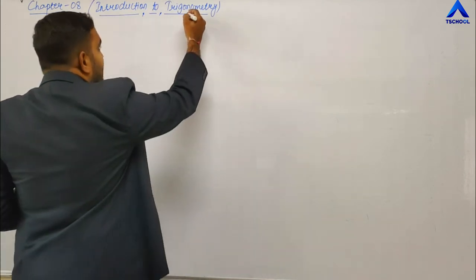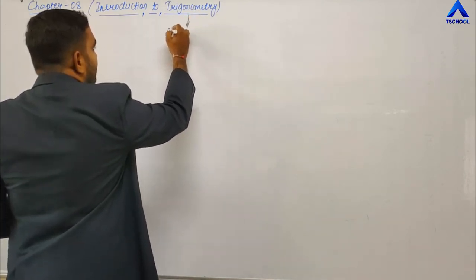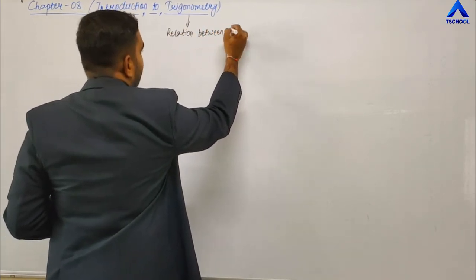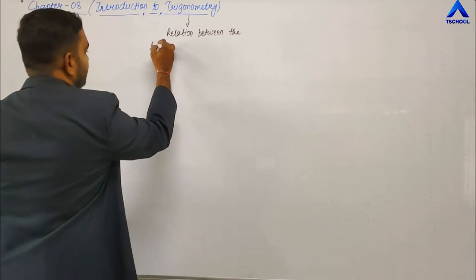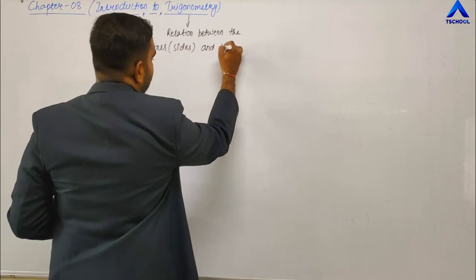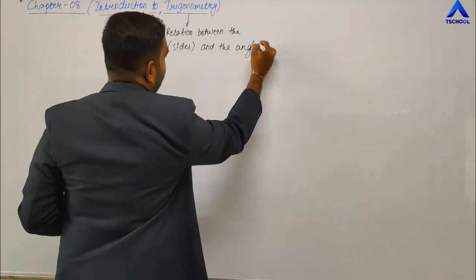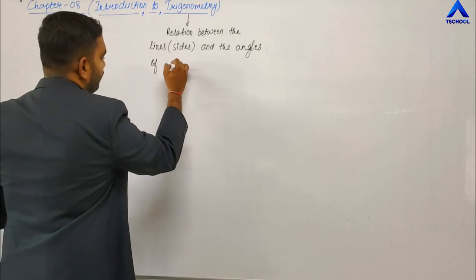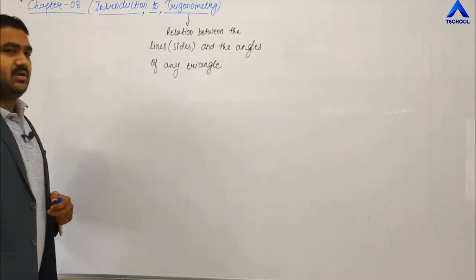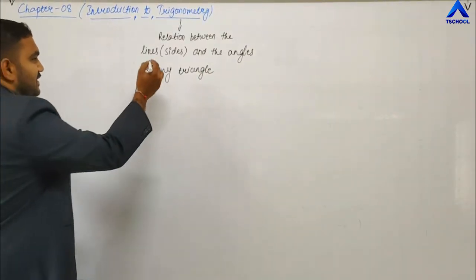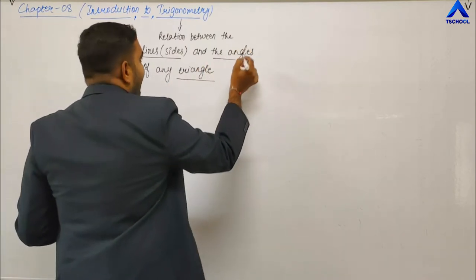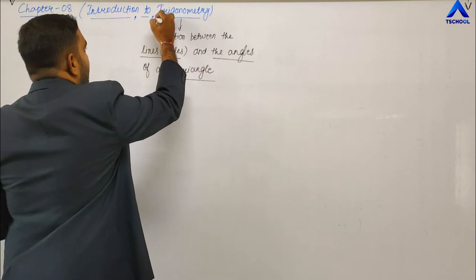So, trigonometry basically is the relation between the lines, or you can also call them the sides, and the angles of any triangle. A relation between the sides or lines and the angles of any triangle is explained in the term trigonometry.